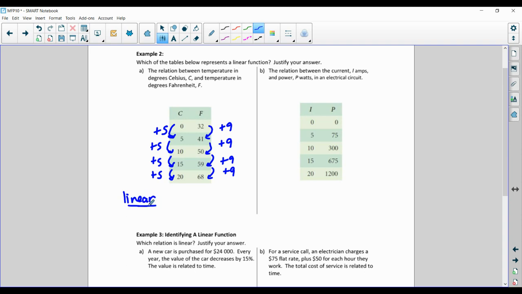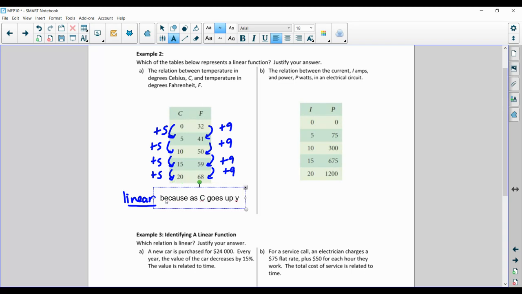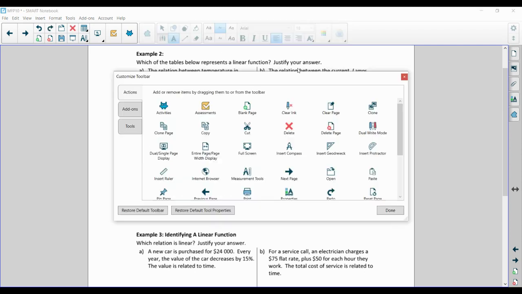And it says to justify our answer, so we should actually type out a reason why. And I'm going to say linear because as C goes up by 5, F goes up by 9. So it's got a constant rate. Okay, let's take a look at this one.